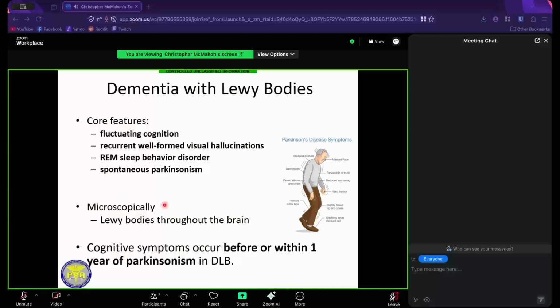Microscopically, again, yes, people clue into the fact that Lewy bodies are involved with this. We're not taking biopsies of people's brains to diagnose. This is going to be a clinical diagnosis over time with imaging. And then cognitive symptoms may occur before or within 1 year of Parkinsonian symptoms and disease. So usually within like 1 year of when I start to see Louis Armstrong, I'm going to start developing these Parkinsonian-like symptoms. That is very typical.